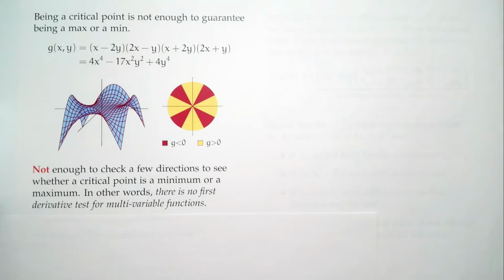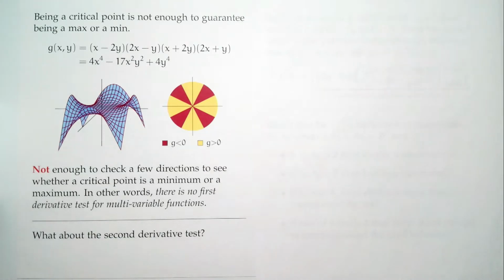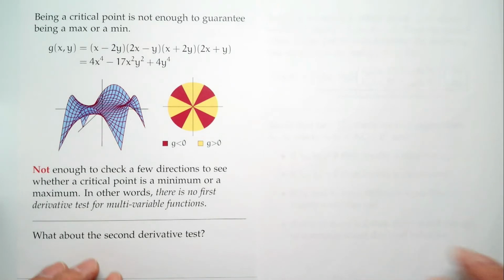Well, we said there were two tests. So what was the name of the second test? Yeah, the second derivative test. So it turns out that there is a second derivative test. Now, someone mentioned concavity. That's what the second derivative test involved. It said, let's look at the concavity of the function.